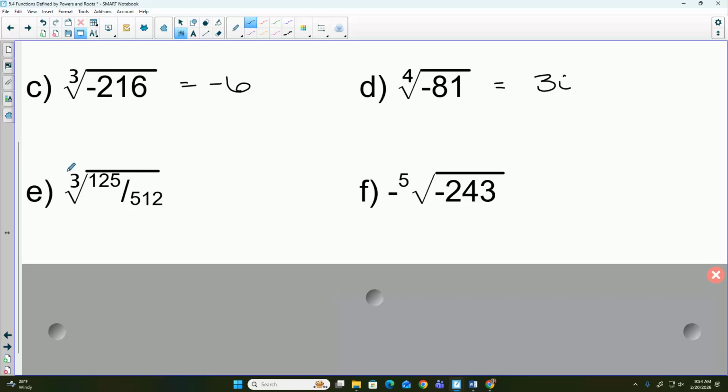All right, we can do fractions as well. You're basically just doing the cube root of the top and bottom. So the cube root of 125, 5, and the cube root of 512. That is a good question. So we just get 5/8. All right.